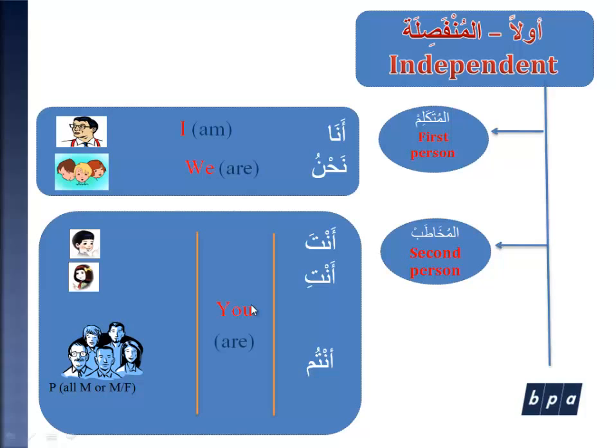Notice the difference between the male and the female in the single form is basically just the vocalization at the end of the word. For the male it's ta, and for the female it's ti.